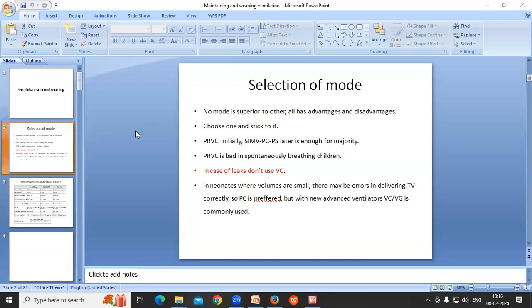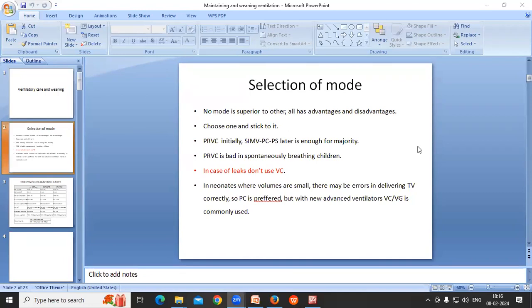Now, what are the things you need to manipulate? The manipulation is the same in any other mode. If you have low oxygenation, what are you going to manipulate? MAP, sir. MAP. In MAP, which is the one going to be touched first? PEEP. In which patient? Which patient PEEP? IRPs.